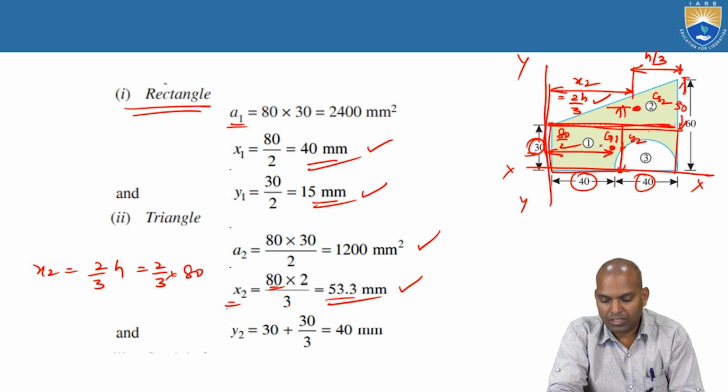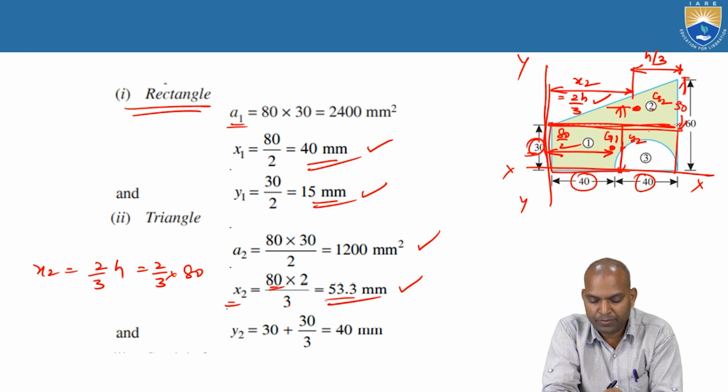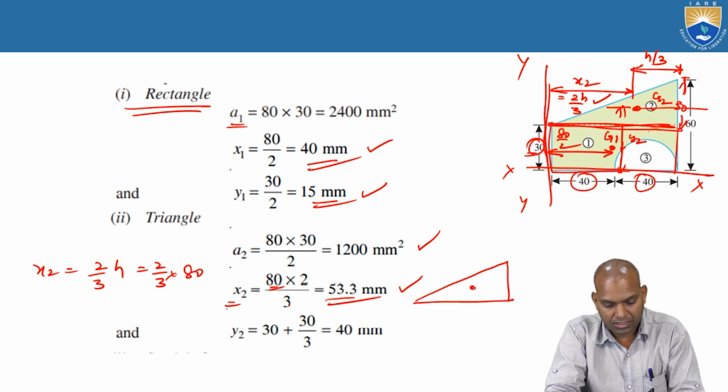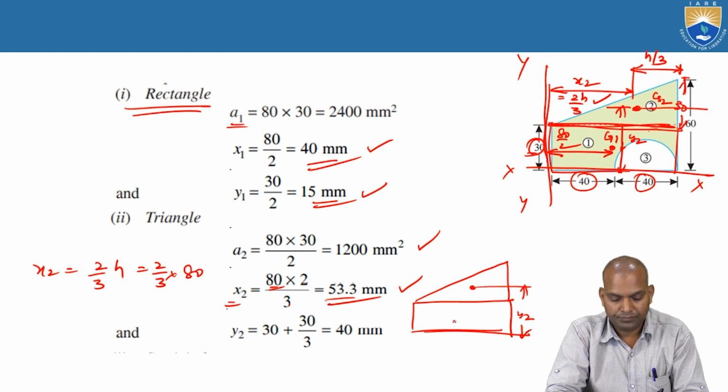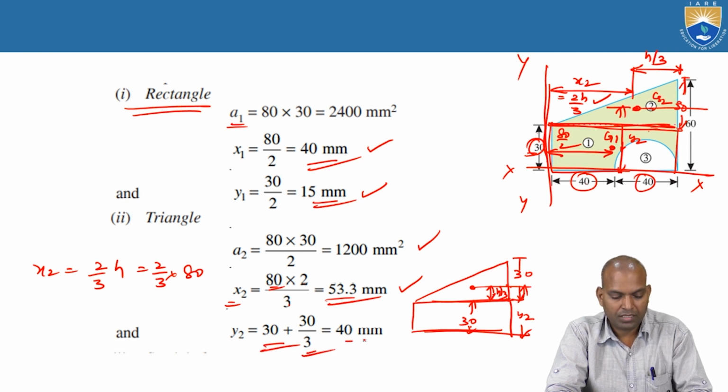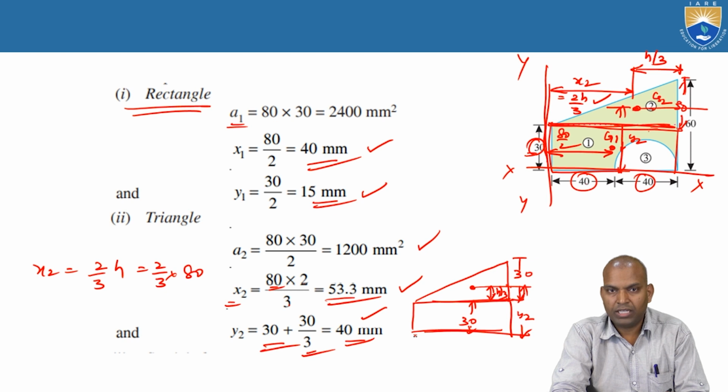How to calculate y2? Always remember, the vertical side becomes another h by 3. Just wait, I'll explain. This is the distance of y2. Here it is the rectangle. This distance is how much? 30. And this distance is 30. From here to here, the vertical side portion of this is h by 3 again. That means 30 plus 30 by 3. That is 40 millimeters.